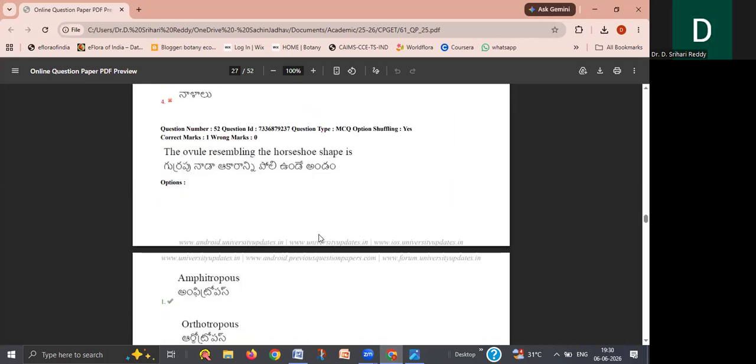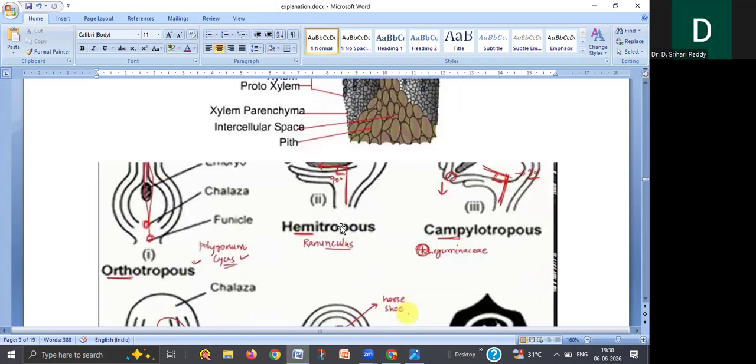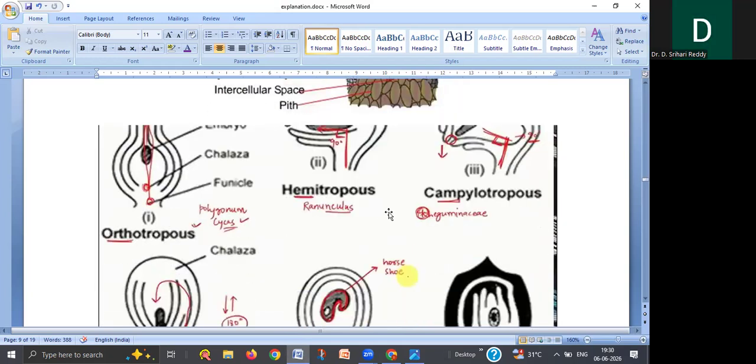Next, the ovule resembling the horseshoe shape. You already studied in embryology the different kinds of ovules that we see here. This is the orthotropous ovule, the straight one. The hemitropous ovule is perpendicular, that means it is bent at an angle of 90 degrees. That is called hemitropous.